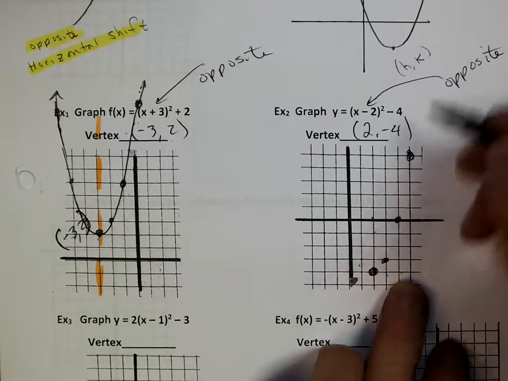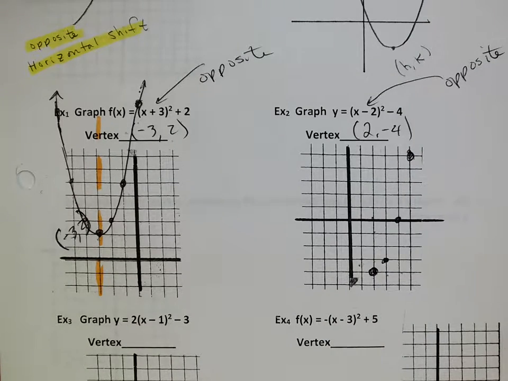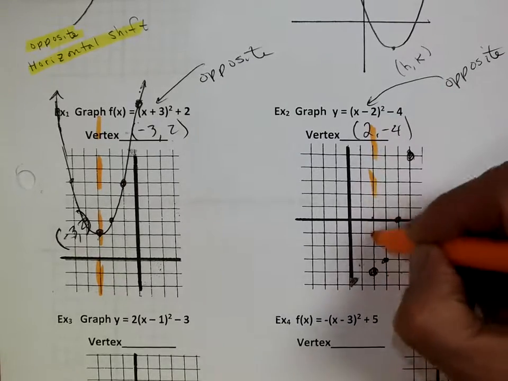There it is. Now we know, because it's a parabola, it has a line of symmetry that goes right through the vertex, right? It's got a line of symmetry right there.